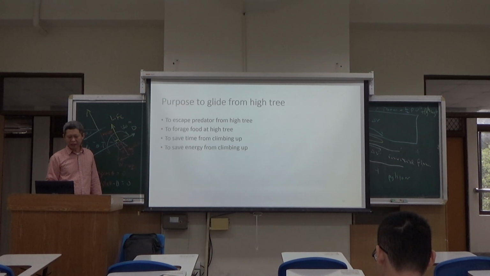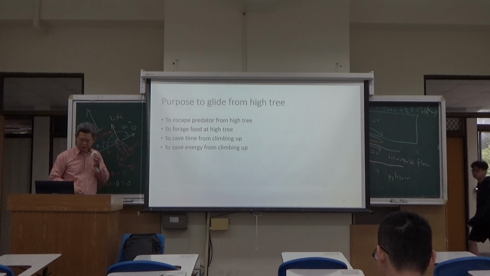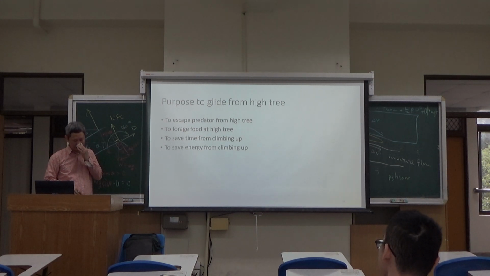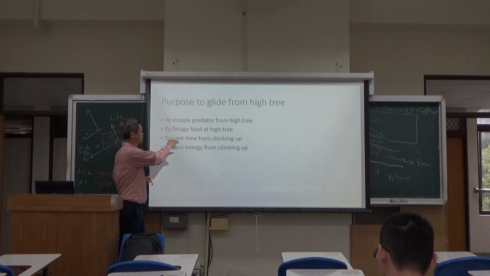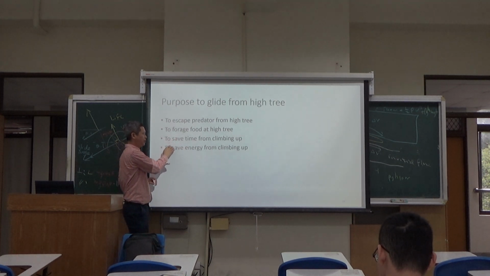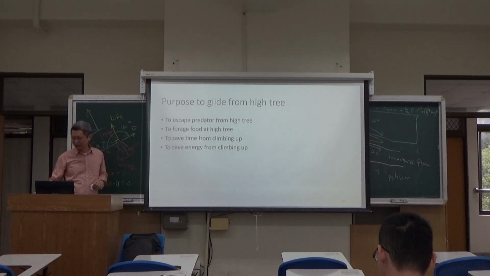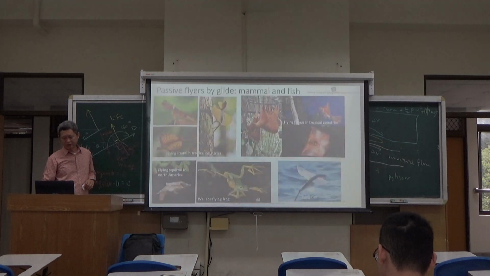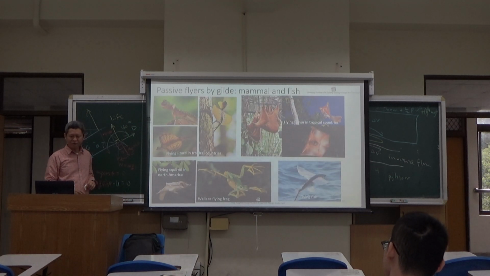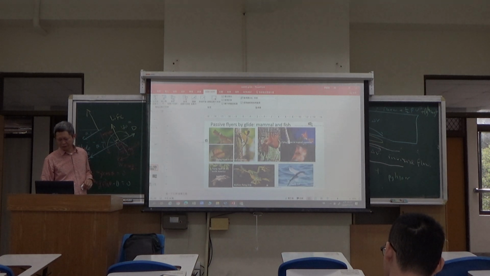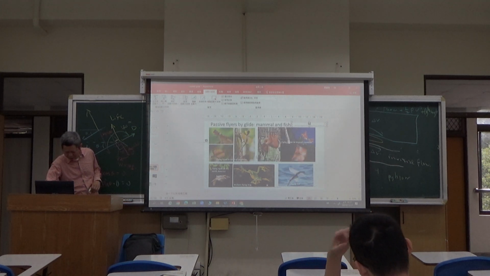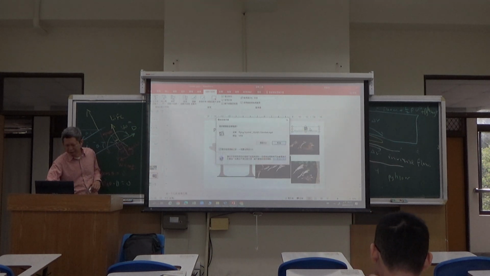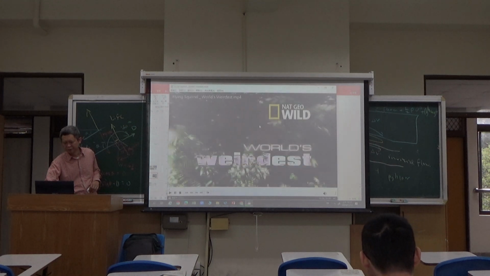Okay, let's come to why the animals try to fly. The main purpose is to escape from predators, to search for food, to save time from climbing, and to save energy from climbing up and down. So we'll see the early flyers. The early flyers are gliders. There are many kinds of early flyers. Let's view them one by one. Okay, let's see this flying squirrel first.